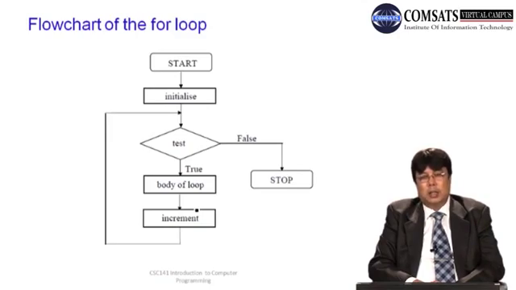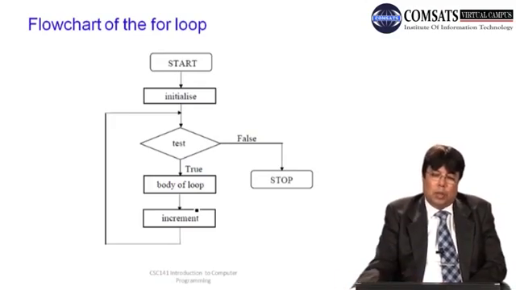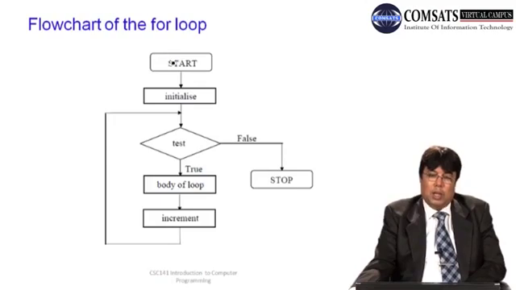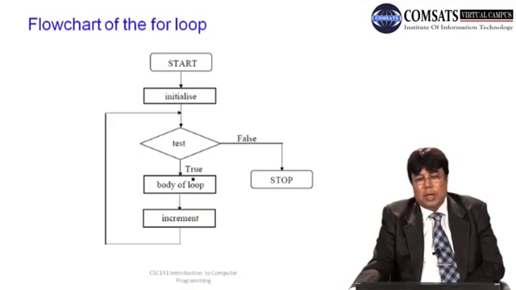Okay, the flow chart. You must have liked it because it's a pictorial view, a graphical view to explain. So the for loop, we start the for loop, we initialize the loop counter, then we test the loop counter. If the loop counter test is true, you just keep on executing the instructions which are in the body of the loop. Then you increment the counter.